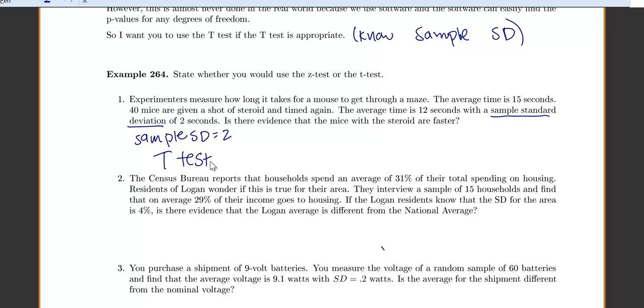And finally, is there evidence that the mice with the steroid are faster? Because it's talking about the average time it takes to go through, if you want them to be faster, that actually means less time. So our alternative hypothesis will be that there's less time, which means for less, we would find our t-value and shade to the left. So this will be a left tail.